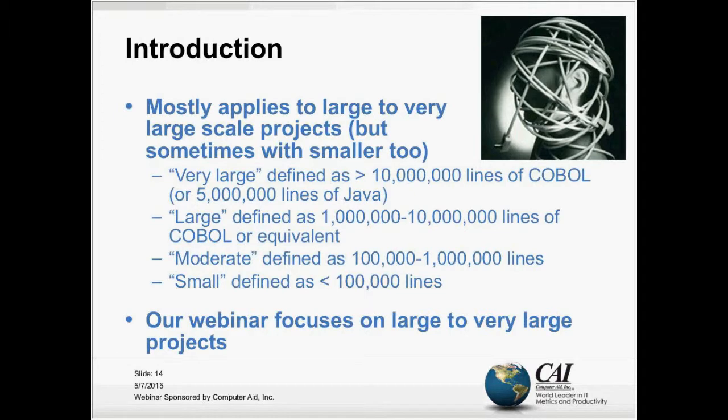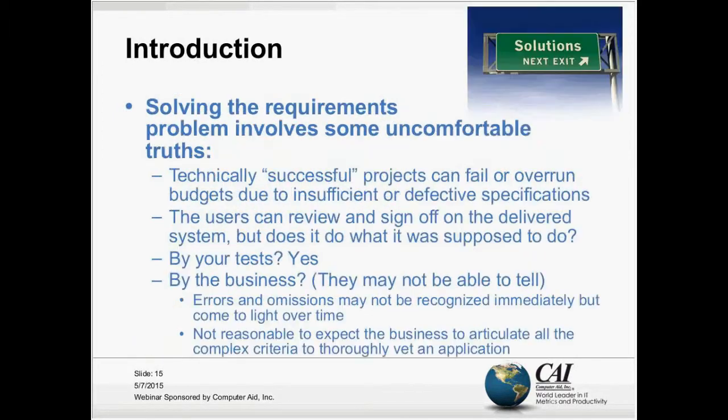The requirements problem involves some truths that many people find uncomfortable. Technically successful projects can in fact fail, or far more likely, overrun their budgets as a direct result of insufficient or defective specifications. You deliver to the users, and they can review and sign off on the delivered system. But at the end of the day, does it really do what it was supposed to do? By your tests, absolutely. It passed all the tests. By the business, well, one of the problems here is that the business may not be able to recognize all of the errors. It's simply too complex.